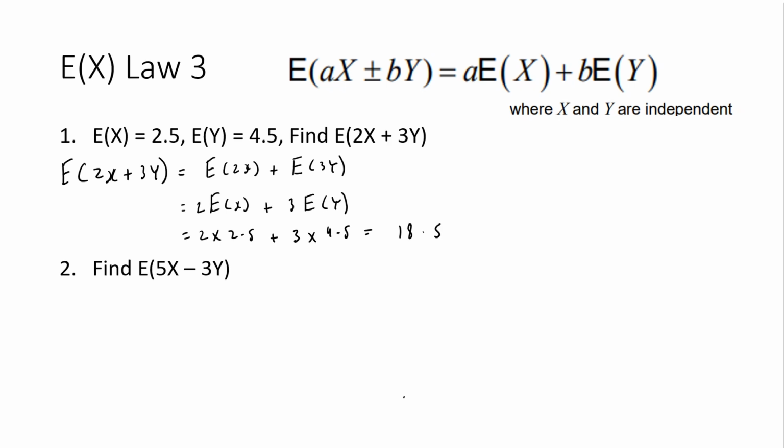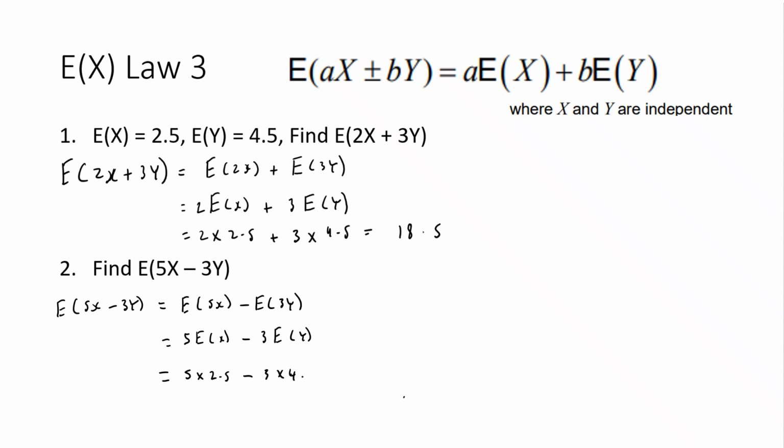Okay, and the next question is similar, but it's a subtraction. E of 5X minus 3Y is equal to E of 5X minus the expectation of 3Y, which is equal to 5 times E of X minus 3 times E of Y, which is 5 times 2.5 minus 3 times 4.5, which should give us negative 1.